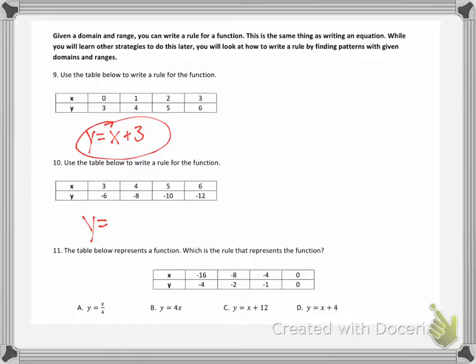So to get y, I'm taking the x value and multiplying by -2. So my rule would be y equals -2 times x.